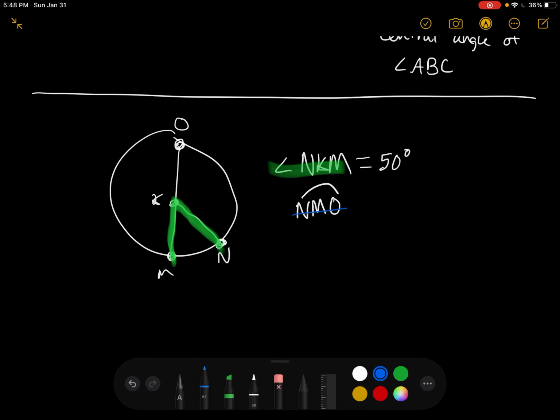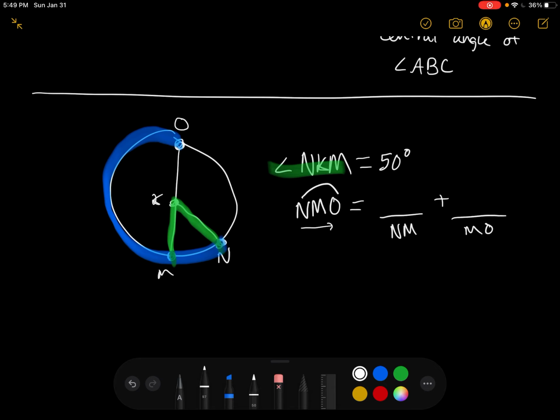So let's trace this in blue from N to M to O. So they want us to find all of that measure. So again, when you're looking at these, just start it and literally go in order. So start at the first point and at the last point. That's going to tell you the arc. So for arc NMO, we know that we have N to M as our first piece, and then we have M to O as our second piece. And let me color code these to make it more clear.